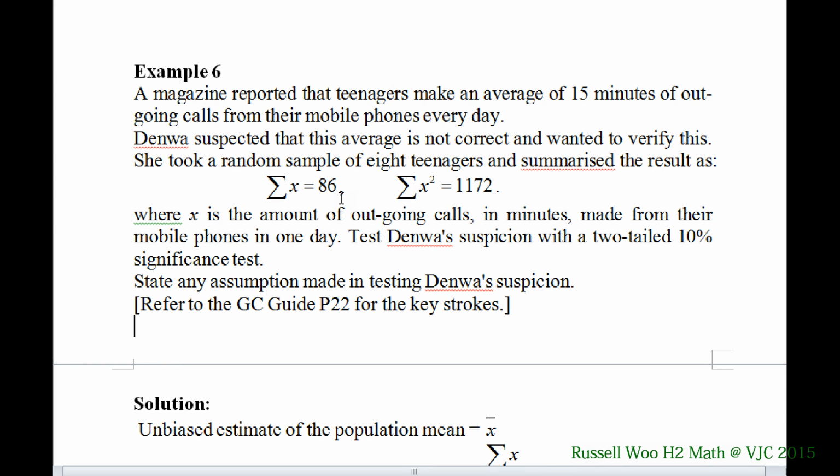Example 6. Okay, let's move on. A magazine reports that teenagers make an average of 15 minutes of outgoing calls every day. Wow, 15 minutes every day. Times 30, that's 450 minutes. That is a lot of talk time, eh?